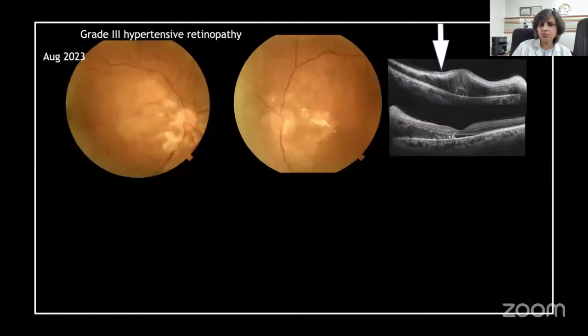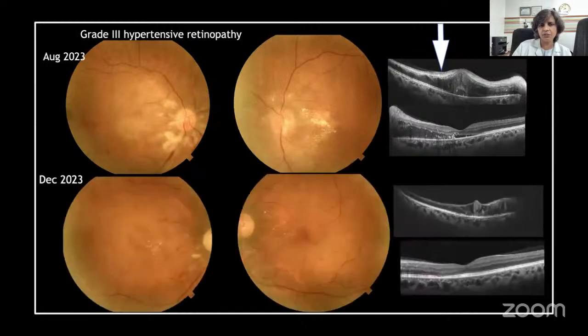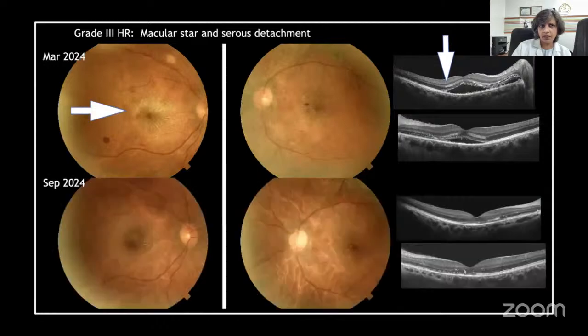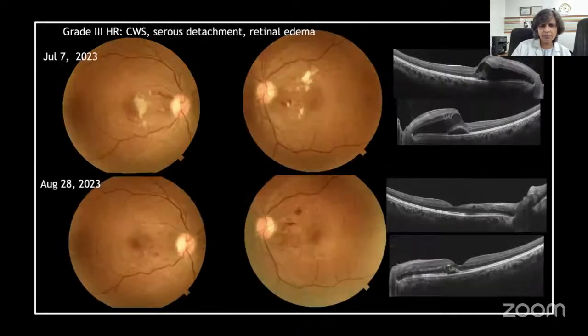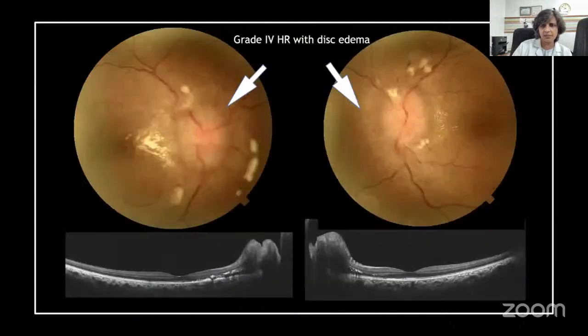But these regress very rapidly when the blood pressure is controlled. As you see, within 4 months, all changes have resolved. Again, within 3 months, 6 months, all changes have resolved. Macular star, serous detachment. Similarly here, cotton wool spots have gone, retinal edema has gone within months. And this is grade 4 with disc edema, bilateral disc edema.